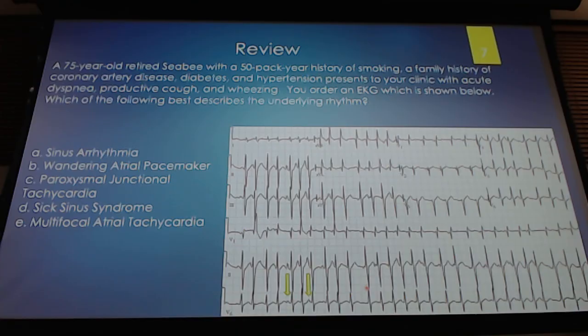And then we have this. We have a 75-year-old, let me see, Price. Okay, 75-year-old CB comes in, long history of smoking, family history of CAD, diabetes, hypertension, got dyspnea, productive cough, wheezing. ECG is done, and this is what we see on our ECG. What do you think is going on with this guy?